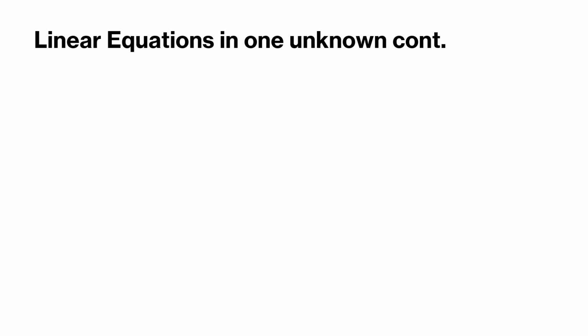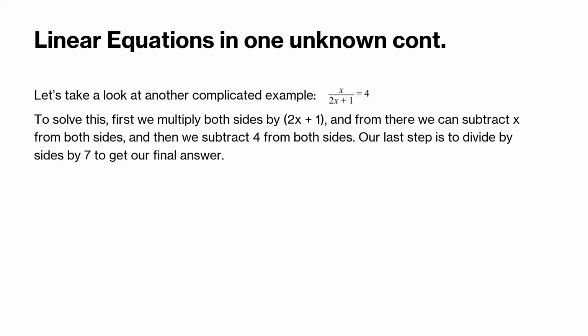Let's continue. Let's take a look at another complicated example: x divided by 2x plus 1 equals 4. To solve this, first we multiply both sides by 2x plus 1 to remove that denominator. From there we can subtract x from both sides and then subtract 4 from both sides, and our last step is to divide both sides by 7 to get our final answer, as shown.